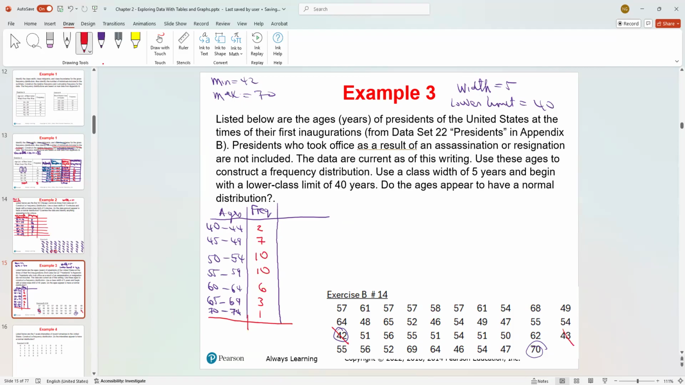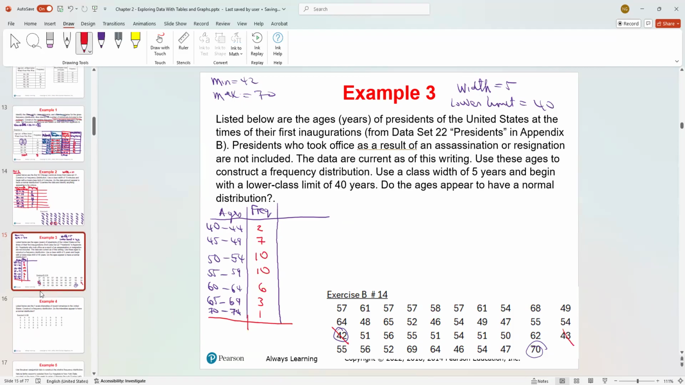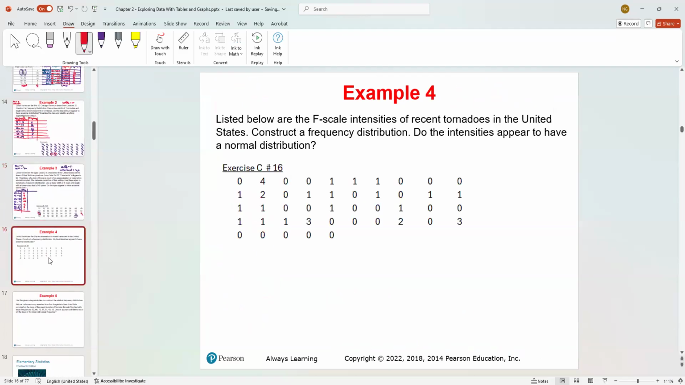So do these data appear to be a normal distribution? The ages do appear to have a normal distribution. Look at that. We start very slow and go up to 10, then we go down again. So yes, it is. Next example, as we have two of them.